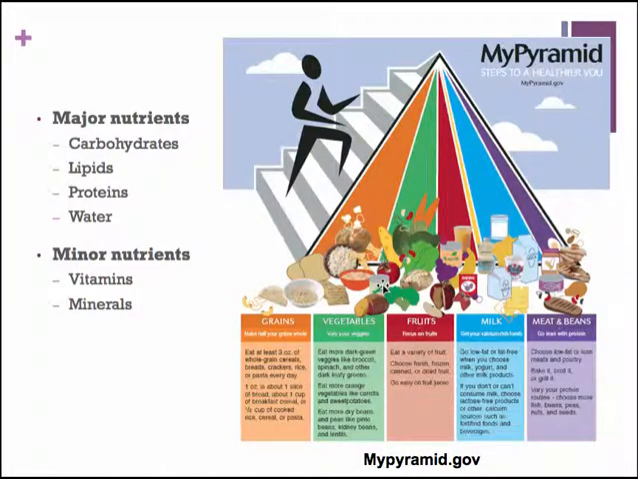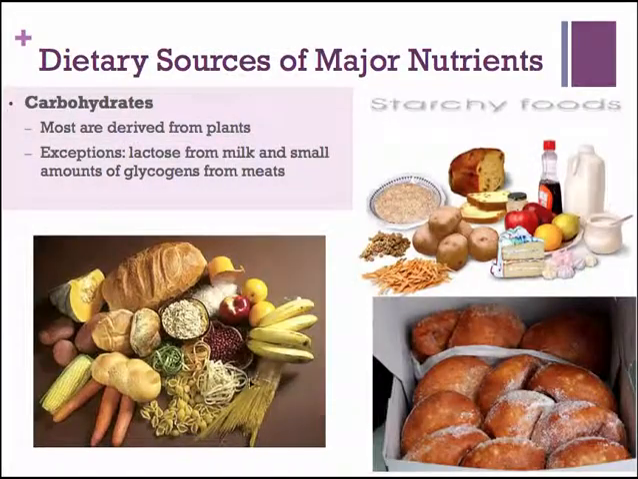Okay, so major nutrients that we have within our body are carbohydrates, lipids, proteins, and water. Water is not so much a nutrient, but it is needed. And then minor nutrients are our vitamins and our minerals. All of these are different types of carbohydrates, and carbohydrates are produced from plants. So a lot of the grains that you eat, a lot of the things that grow, are all formed from carbohydrates.